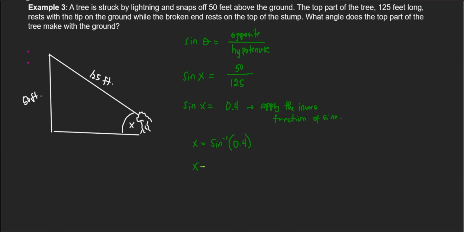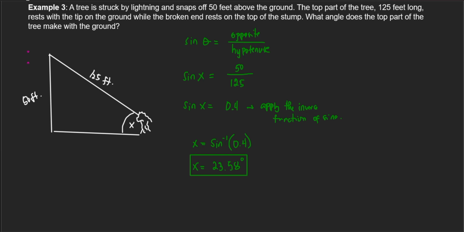Now, in this part, to finalize the result, just click shift, then click sine. The calculator will show sine raised to negative 1, then input 0.4. Then click the equal sign. So this means our x, or the angle, is equal to 23.58 degrees. And that will be the answer. All right?